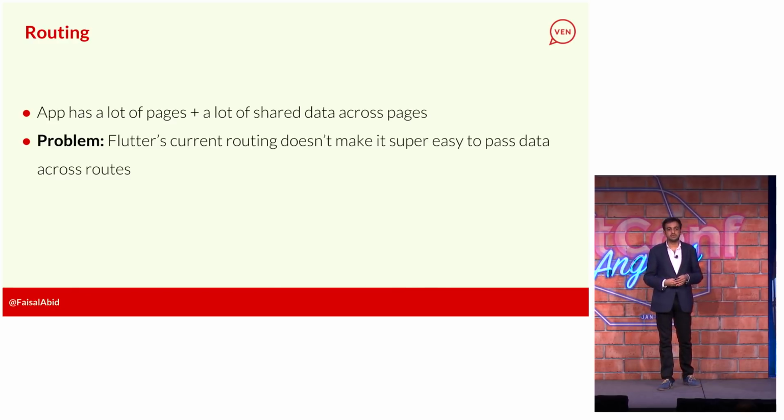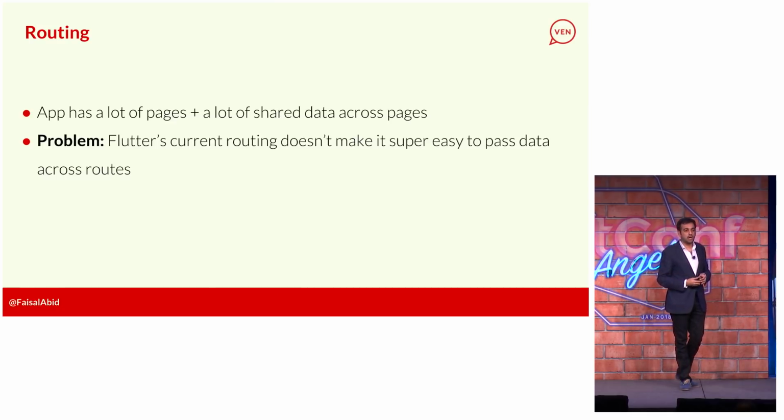Coming from Android, all I do is take a bundle and pass it in. I look at the other activity, and then I can extract that bundle there. It doesn't make it easy. So I looked into the docs, and I found out that you have to use onGenerateRoute and parse the arguments yourself. I'm lazy, I don't want to do that.